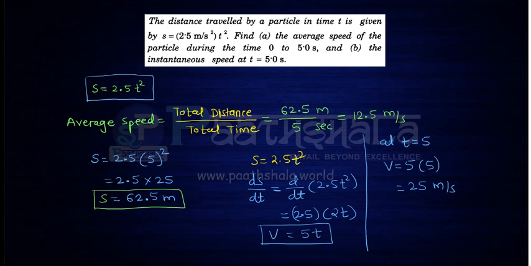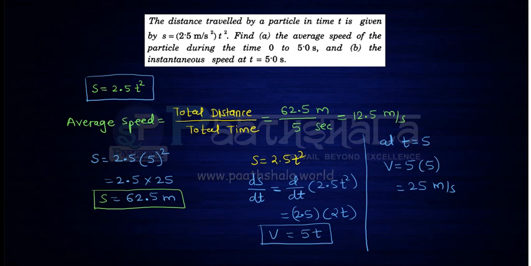So we were given the distance traveled by a particle, the equation s equals 2.5 t square, and we were asked to find the average speed and the instantaneous speed. So average speed is nothing but the ratio of total distance traveled by a particle upon total time taken to travel that distance. And instantaneous speed is nothing but the rate of change of distance, that is s, with respect to time t. So we need to take the derivative of s.